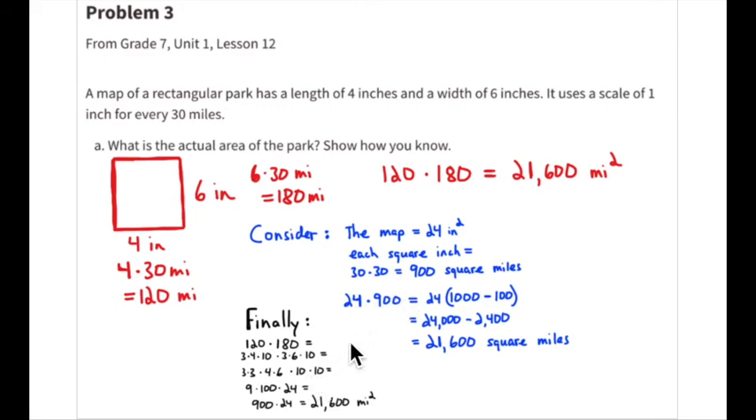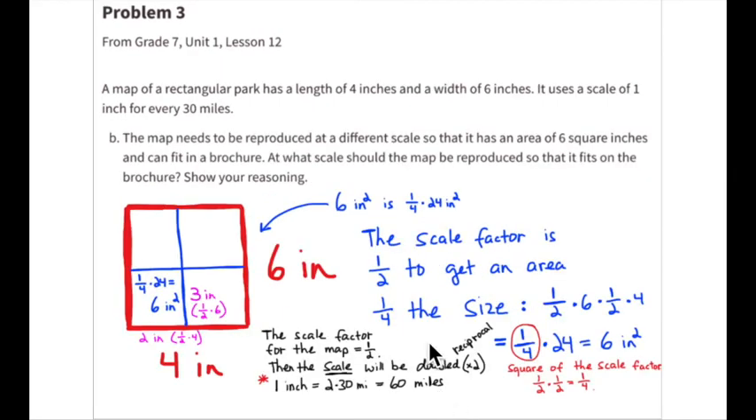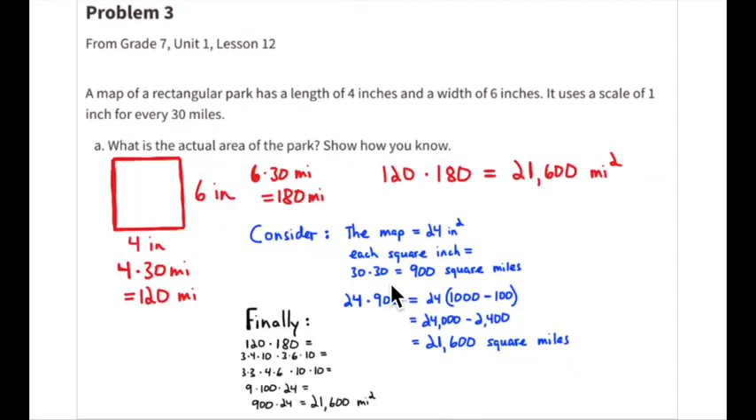And 10 times 10 is 100. There's the 100 right there. So move the 100 over here. 9 times 100 is 900 times 24 again equals that 21,600 square miles. So if students try to do these problems in a variety of different ways, take your time and think about it, they will build strength mathematically.